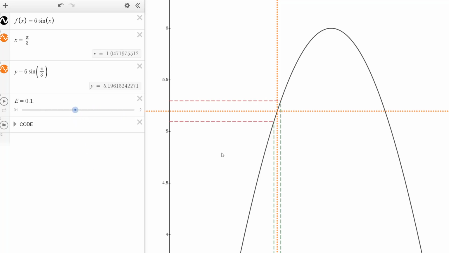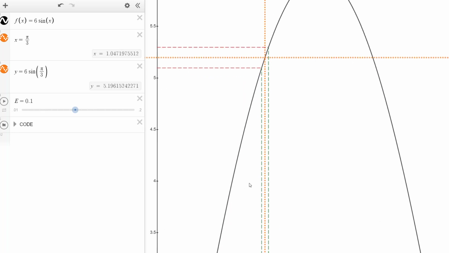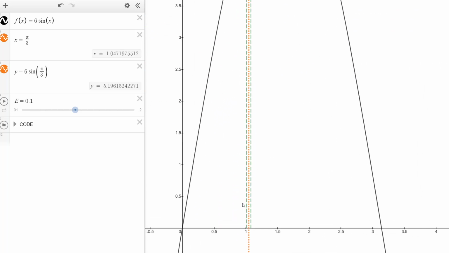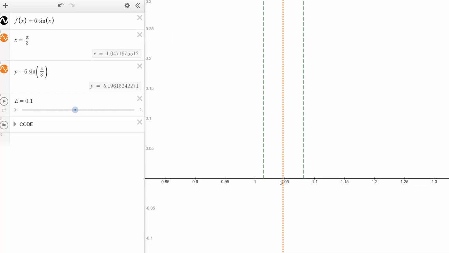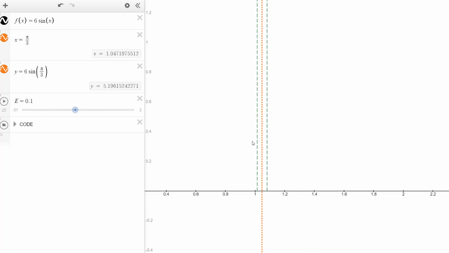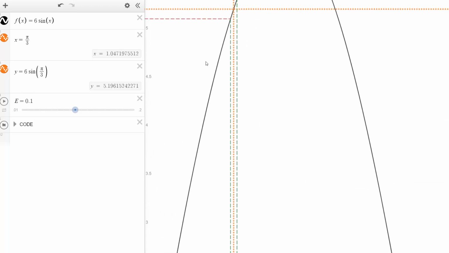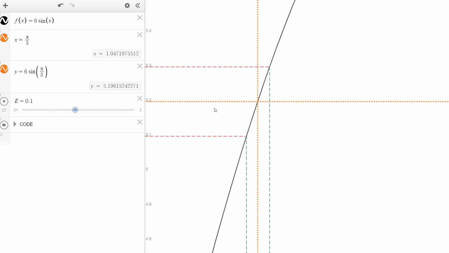And we're tasked with finding the appropriate delta neighborhood so that all the x values in, let me zoom out and scroll down, all the x values in this delta interval around the value of pi over 3, that's what this value is, all the x values we want to lead into this horizontal epsilon neighborhood. I didn't shade it in this case, but you can imagine there's shading here in this horizontal epsilon bar. Now here's the problem.